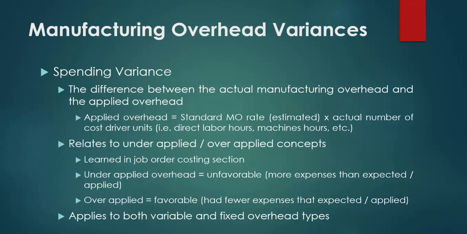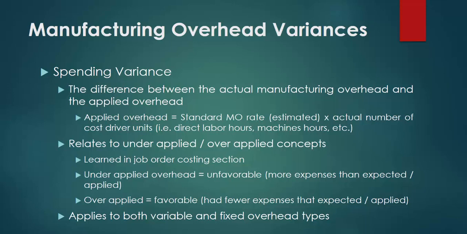As you remember from job order costing conversations, the estimates almost never match the actual, and so a company is almost always either underapplied or overapplied at the end of a period. This underapplication or overapplication is the same thing as the spending variance, assuming that you were breaking the variances down into fixed and variable components and keeping those in separate T accounts.